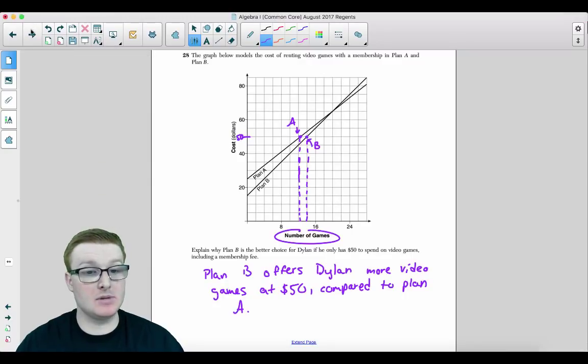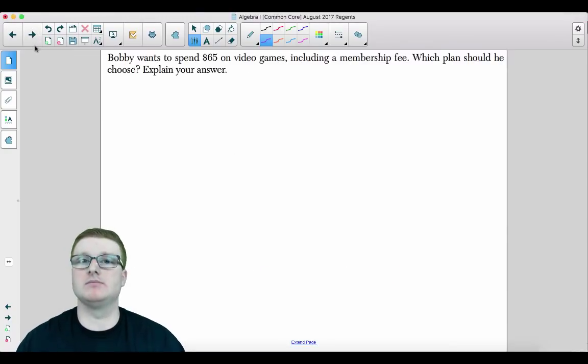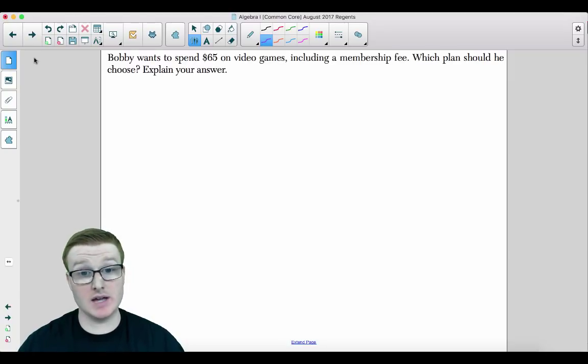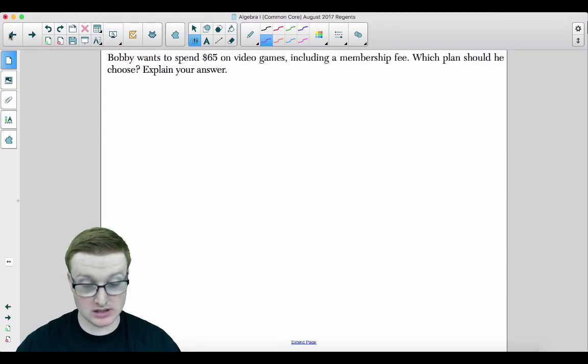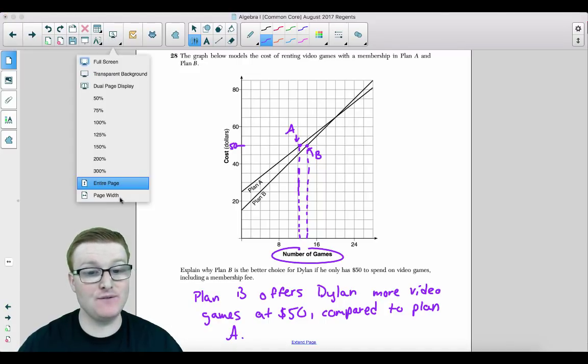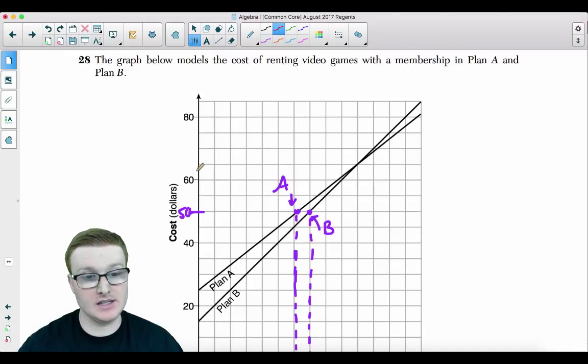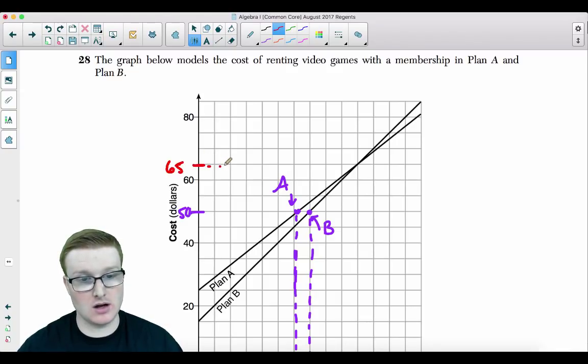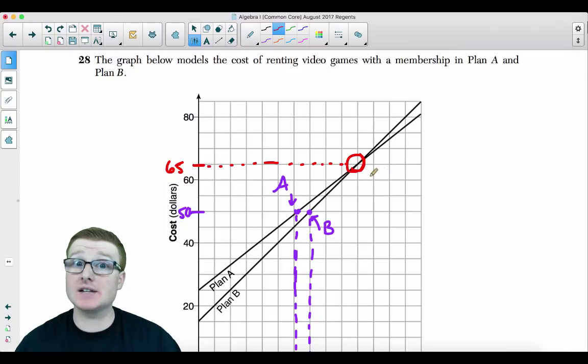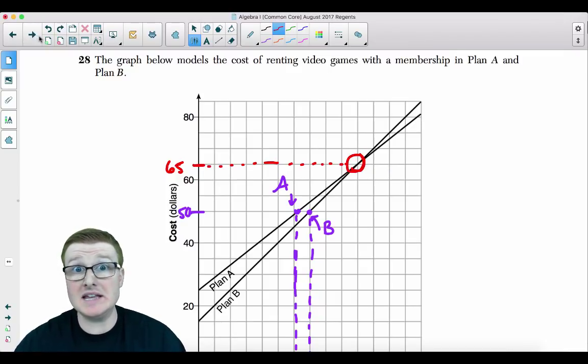Okay. Moving on to number 20. Follow-up question. Bobby wants to spend $65 on video games, including the membership fee. Which plan would he choose? Explain your answer. So we go to $65. This is kind of by fives, by the way. This is $65. Go across. Aha. They intersect right there. So your answer is either plan A or B. It doesn't matter. You're getting the exact same amount of video games if you have $65.